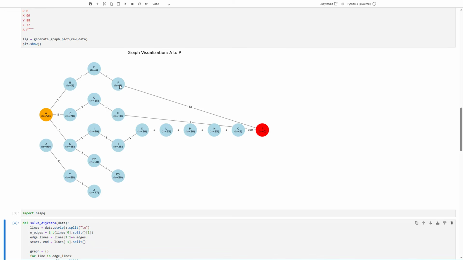If you take a look at this one, h equals 3, but it's actually 50. Okay, so yeah, imagine that A star is Dijkstra with a compass, so to say.